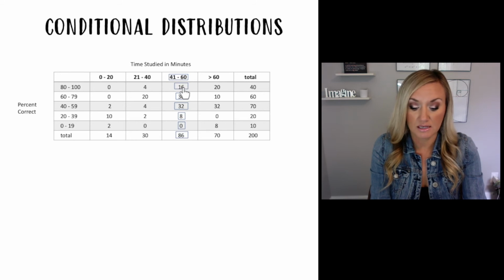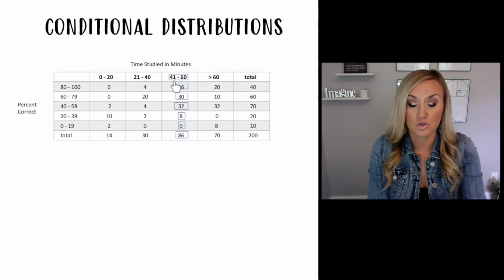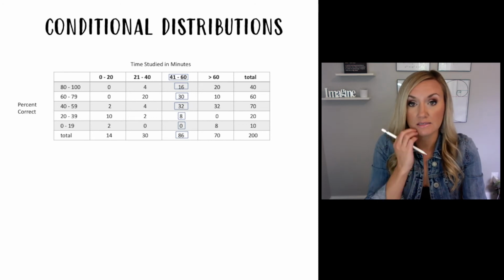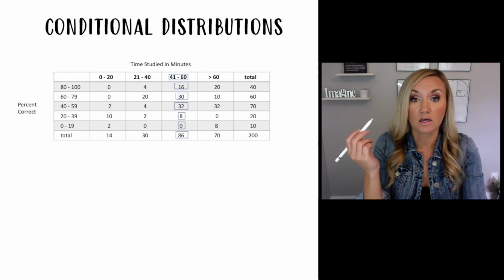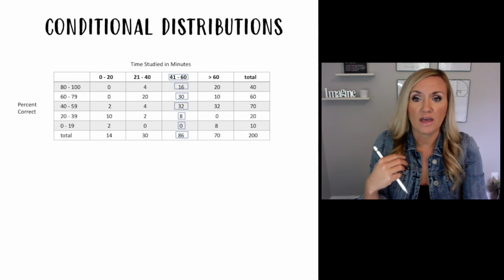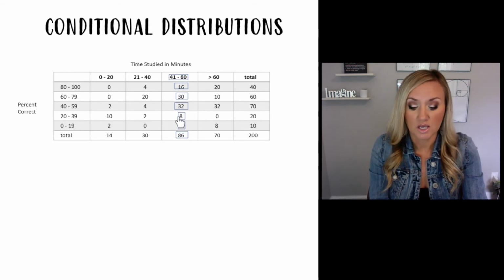So 16 of the students out of 86, right? Out of 86 students who studied between 41 and 60 minutes, 16 of them got a score of 80 to 100 points on the test. And 30 students who studied between 41 and 60, 30 out of 86, scored between a 60 and a 79. So this is a conditional distribution. And it is standard practice that with conditional distributions, we go by percentages instead of by points.